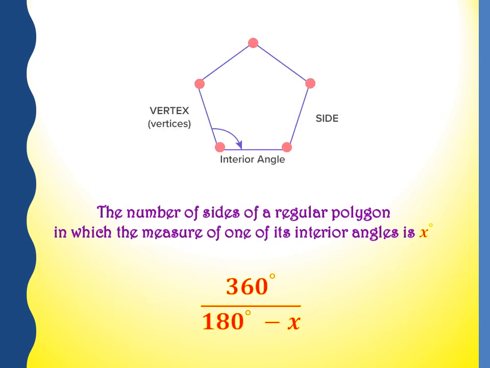And the last rule in our lesson for today is how to calculate the number of sides of a regular polygon according to the measure of its interior angle. 360 divided by (180 minus x) gives me the number of sides of any regular polygon according to the measure of its interior angle. x is the measure of the interior angle of the regular polygon.